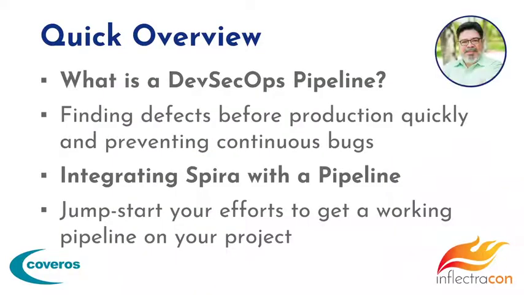In this session, we're going to talk about issues a pipeline addresses, elements of a pipeline and their function, how a pipeline can help you find defects before production quickly and prevent the continuous creation of bugs, how we integrate our pipelines with the Spira family of tools, and how Coveros can help you get a jump start building your pipeline or integrating the pipeline you have with your Spira toolset.